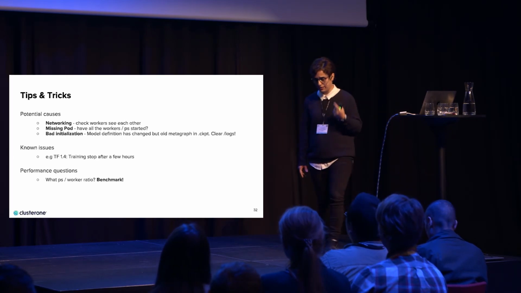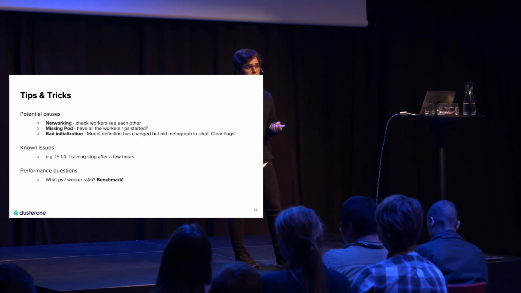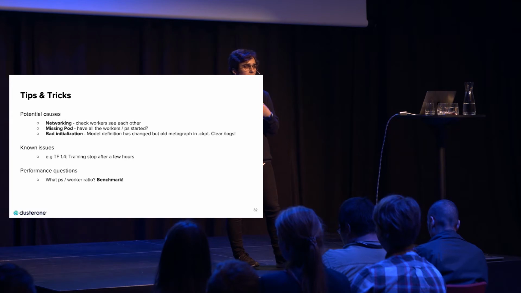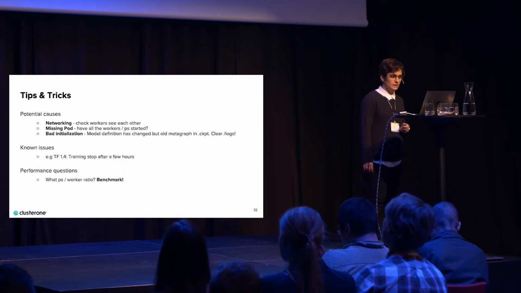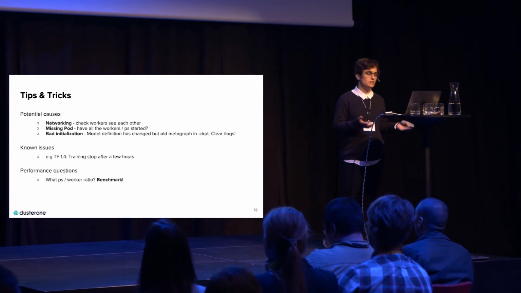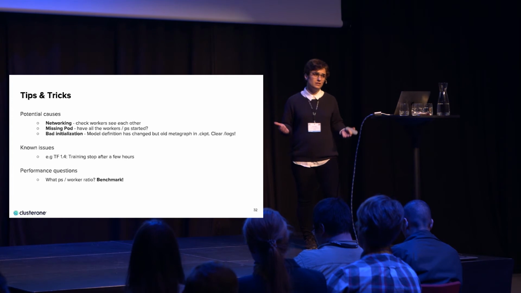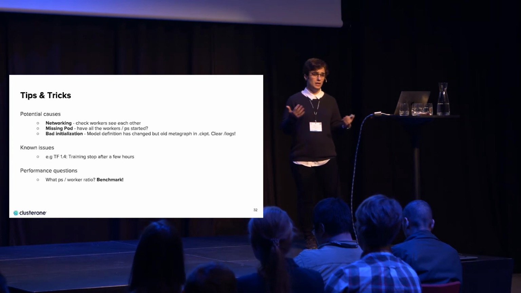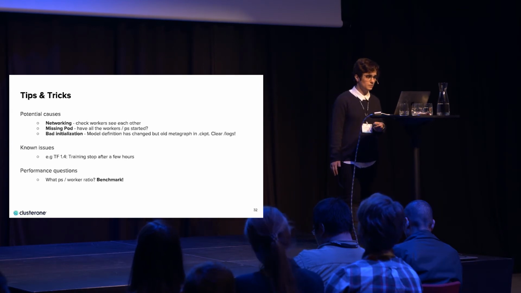And then also be aware of known issues. For instance, if a certain version of a framework like TensorFlow doesn't work properly with the type of distributed infrastructure that you want to use, then be careful and check for this on Google. And then, of course, when you want to scale and speed up, the next question is what the ratio of parameter servers to workers should be. This is not easy to reason about, and you need to do a lot of benchmarking, and having an infrastructure to support that would be really good.